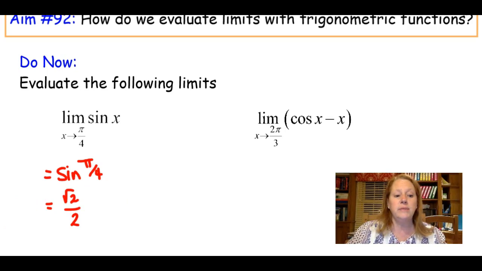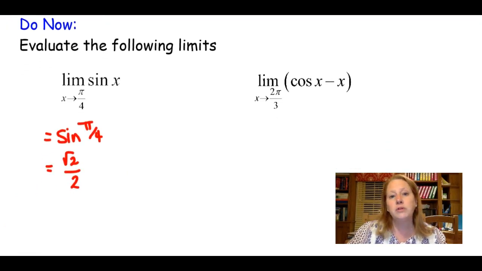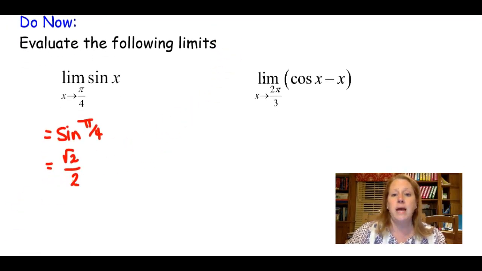We can use this same technique when we look at the limit as x approaches 2 pi over 3 of cosine x minus x. So again, nothing special going on at 2 pi over 3 in terms of the cosine function. So we're just going to plug in. So it's going to be the cosine of 2 pi over 3 minus x, which is 2 pi over 3. So we evaluate the cosine of 2 pi over 3.